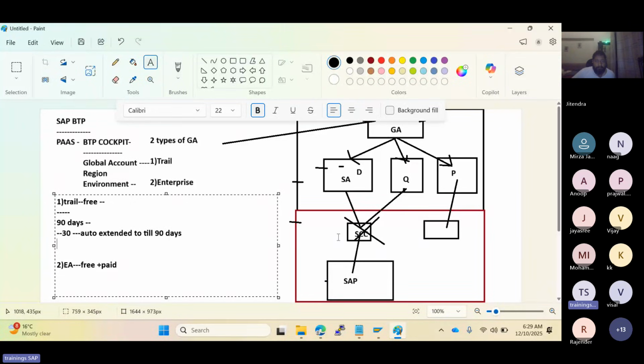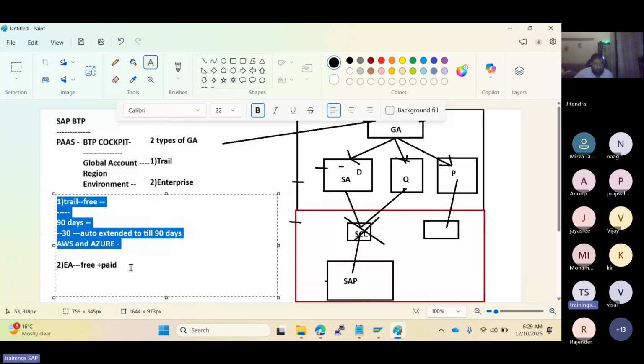Here, SAP will operate the platform layer. Your infrastructure partners will operate the infrastructure layer. Infrastructure partners means your Azure, AWS, GCP, and SAP. In that, only AWS and Azure are offering the free services here, right? So only these two infrastructure providers are offering free accounts here.